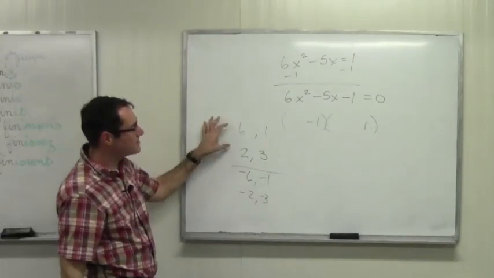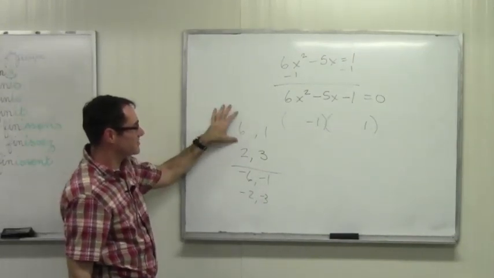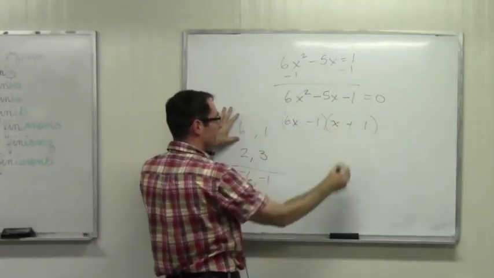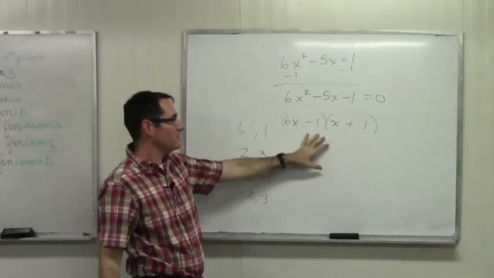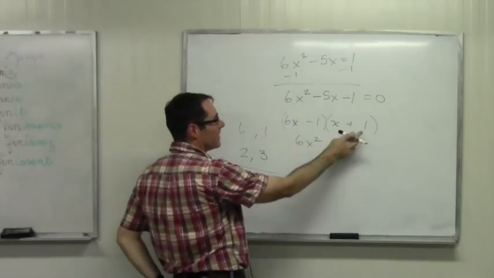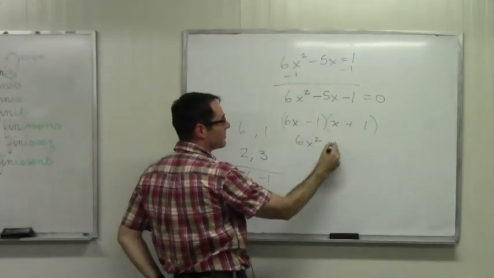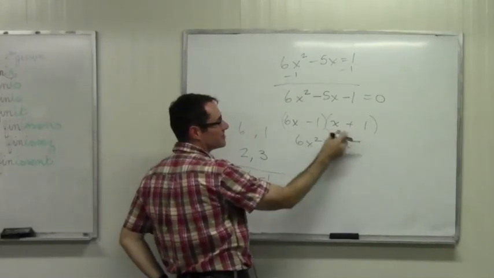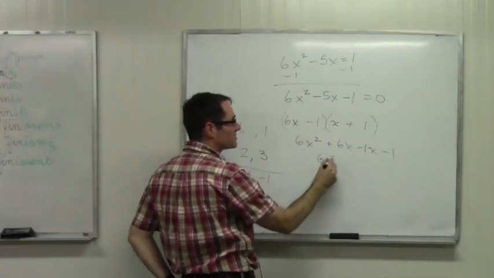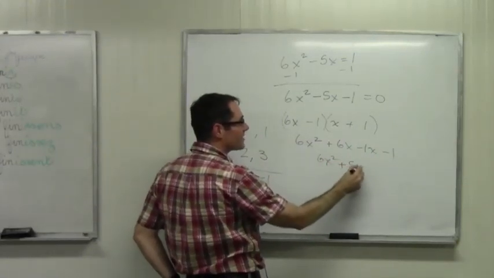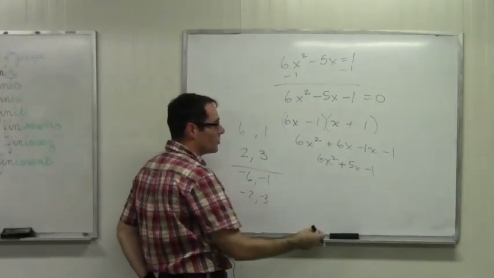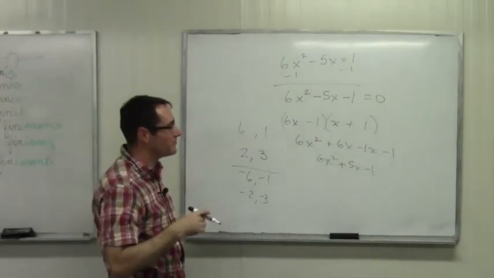Let's start with the 6 and 1. Let's just say 6x and x. Does this work out? Do the FOIL to check it. 6x squared. The outer term is going to be 6x plus 6x. The inside term is going to be negative 1x. And the last term is going to be negative 1. 6x squared plus 5x minus 1. Did we get it right? We did not.